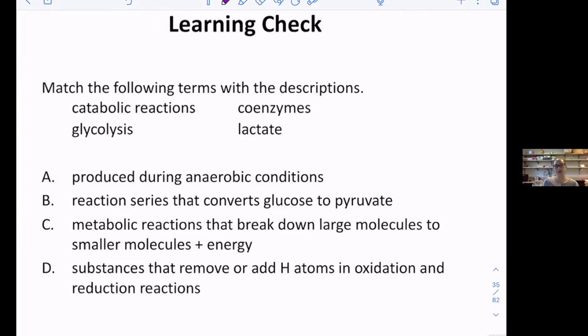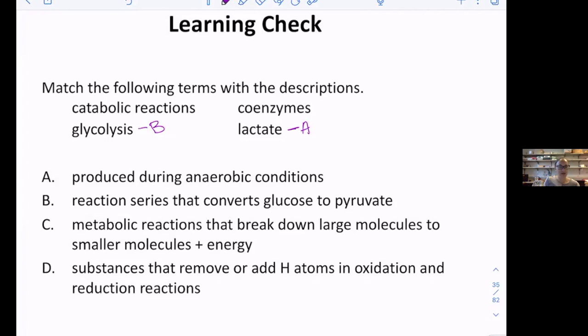Let's start with A. What is produced during anaerobic reactions? So if we have no oxygen in our system, we're going to produce lactate. So I'm actually just going to put an A up here to show that that one's anaerobic. Okay, what is the reaction series that converts glucose to pyruvate? That's this whole section we've been talking about. It's called glycolysis.